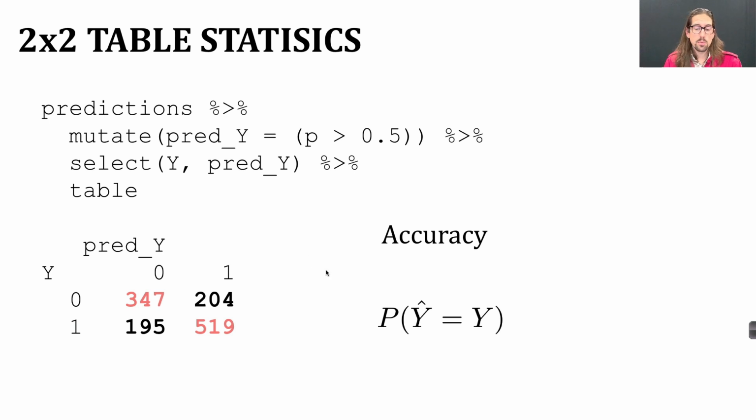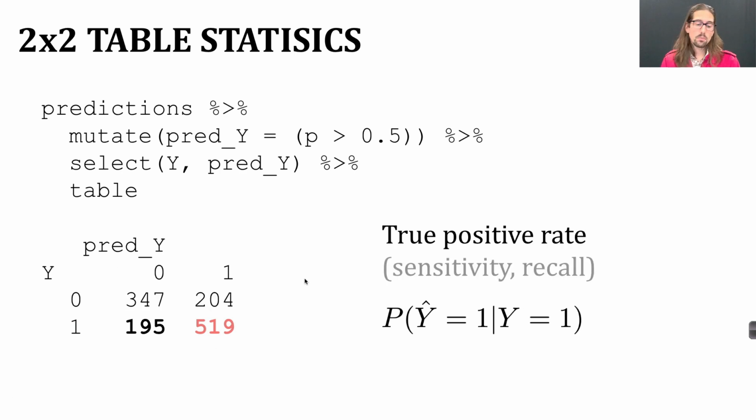So accuracy is one of them. We already talked about that. When is my prediction the same as the observed value? And that's equivalent to summing up these numbers on the diagonal, which are the correct predictions, and dividing them by the total of all of these numbers. That's called accuracy. There's also true positive rate, which is also called sensitivity or recall. And that is, out of everyone who did have the outcome, how many of those did I catch? So that here, this is looking pretty good, right? We're catching somewhere around 500 out of 700 of the outcomes.